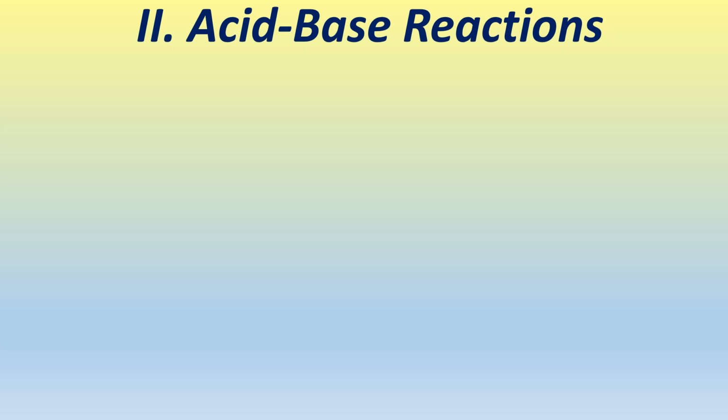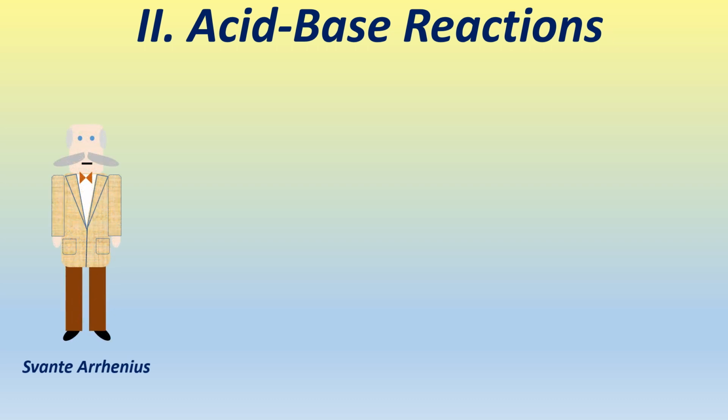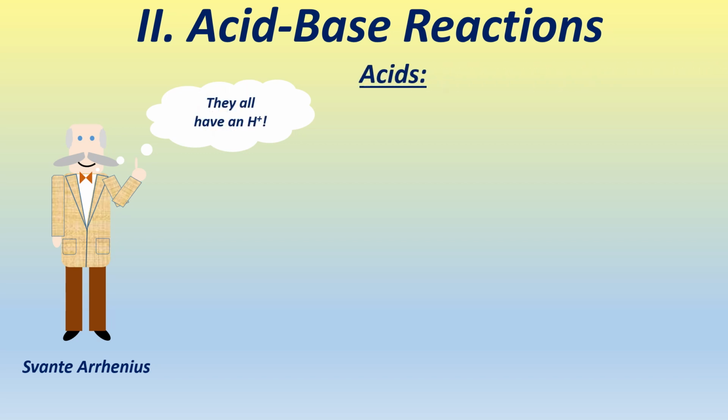Next, one has acid-base reactions. The knowledge of acids and bases had been around for literally eons. A scientist named Svante Arrhenius was the first one to quantify it. It had been known that acids turned blue litmus to red, and bases turned red litmus to blue. Arrhenius noted that the things that turned blue litmus red all had H+ ions, so he defined an acid as something that donates H+.